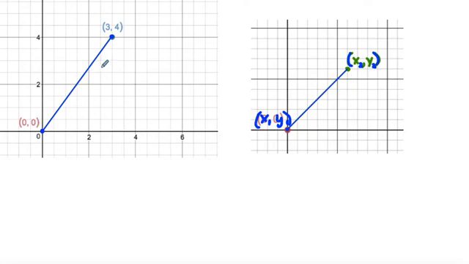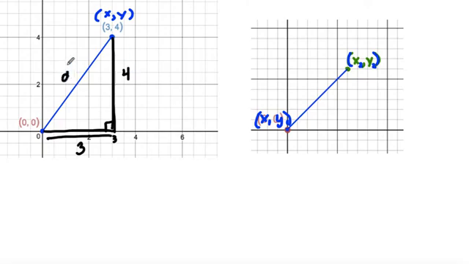So one way I could do this, I have this point (0, 0), the origin, and I have this point (3, 4). Remember, it's an x and a y. One way I could do this is to use the Pythagorean theorem. I could drop an altitude straight down and create a right triangle. Then this distance across is 3 units, and this distance here, going from 0 to 4, would be 4 units. And so now I could use the Pythagorean theorem to find this distance.